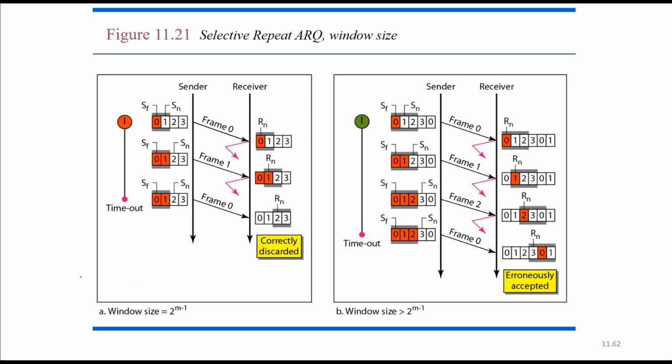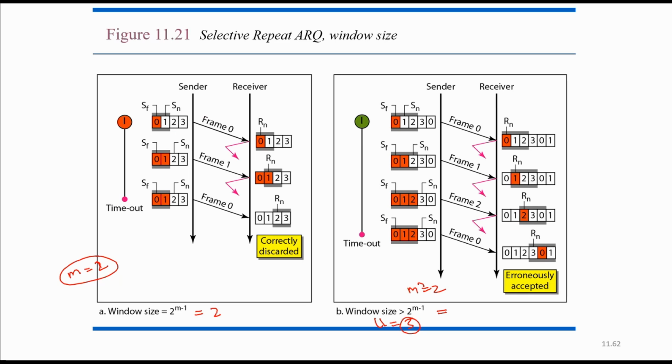So here, suppose m is equal to 2. Then 2 to the power 2 minus 1 is 3, and window size 2 is the case I am considering; and a window size greater than that means here the window size is considered to be 3. So what is the advantage and disadvantage? You can just look at it here.